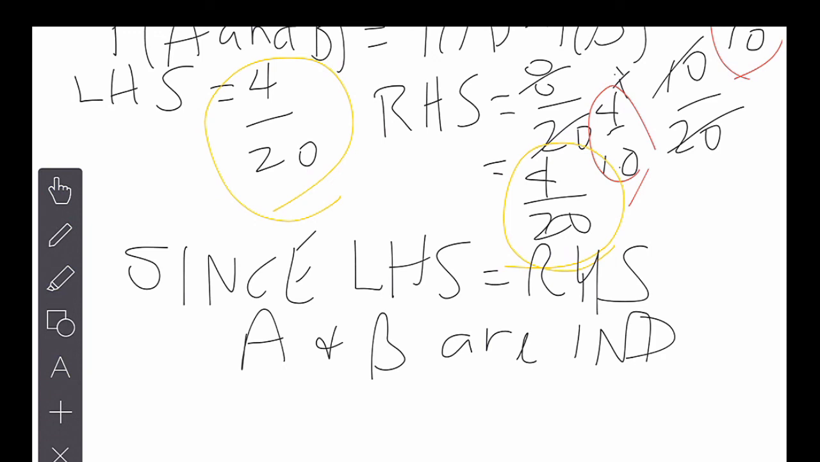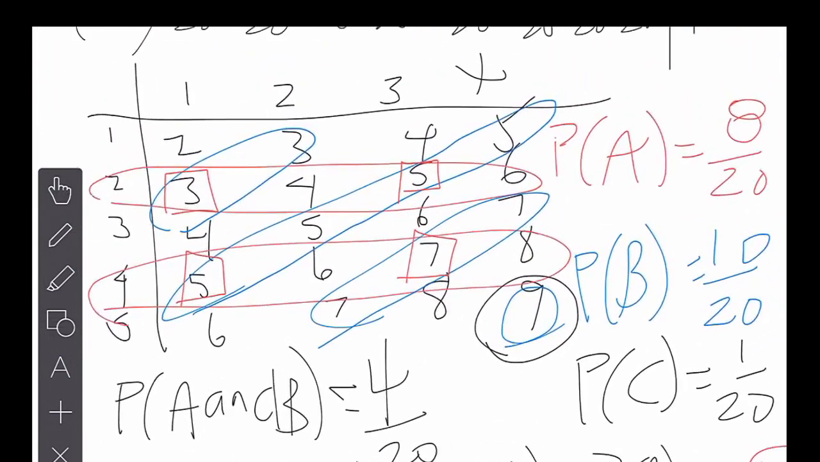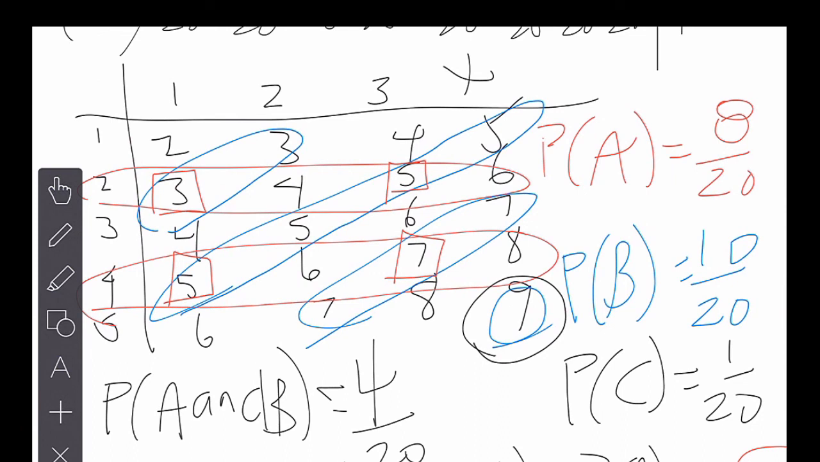Independence means that if you see one outcome, it doesn't change the probability of seeing the other outcome. The probability of the outcome stayed the same. Now let's see what that looks like here. Let's look at A. A is the red. So the probability of being here, we said, was 8 out of 20. There's 8 possible outcomes. If I'm in A, so if I'm just in the red ones, given I'm in the red, what's the chance that B happens?